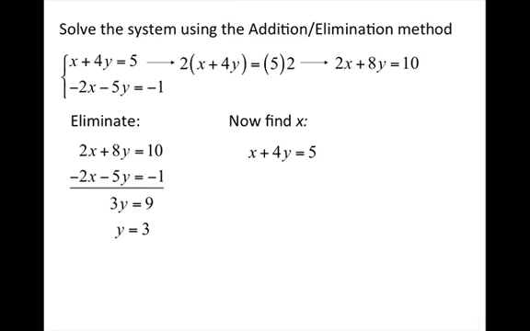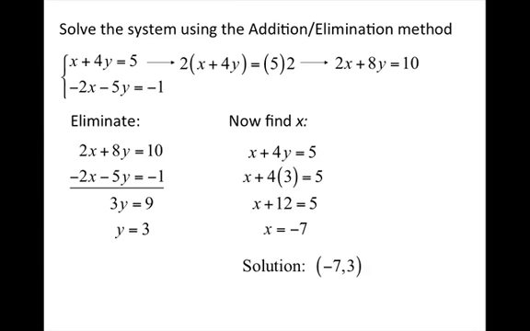So we just found that y was a 3, so plug a 3 in for the y, and we end up with x plus 4 times 3 equals 5. This gives us x plus 12 equals 5. So now I can solve for my x by subtracting 12, and I get x equals negative 7. Now that I've found x and y, always write your solution as an ordered pair. And you always put x first. So my solution is the ordered pair negative 7, 3.